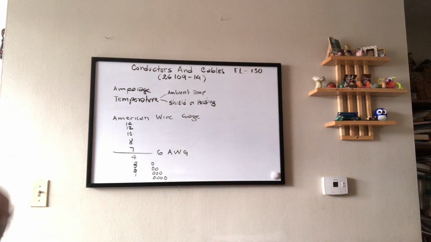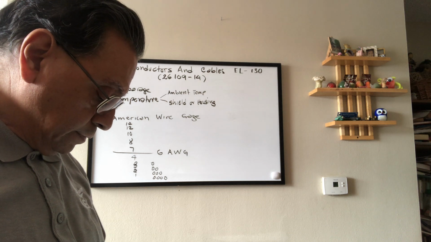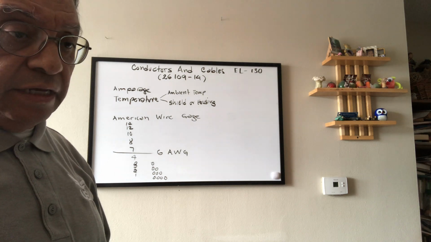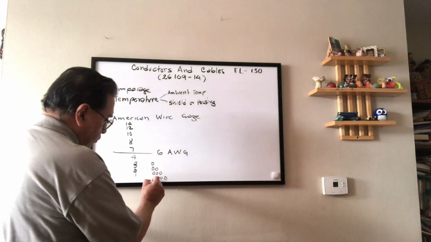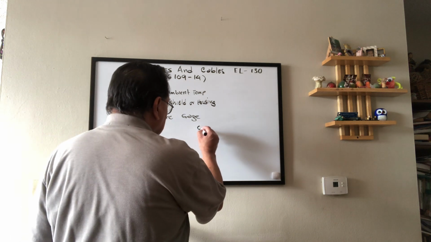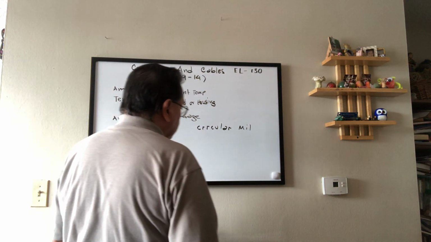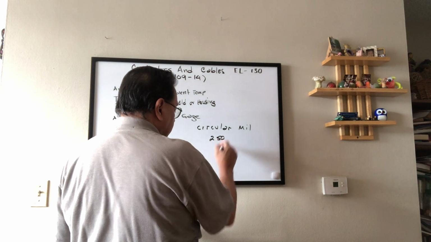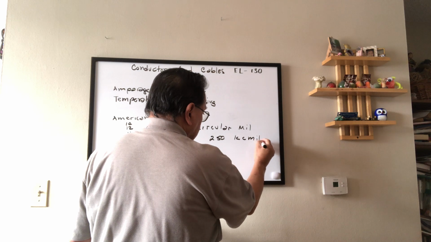So this number is telling you the size of the electrical conductor, the transversal area of the electrical conductor. But after 4 0, which is a size, we use a circular mil. So this is another way, 250 K, that stands for 1,000, circular mil.